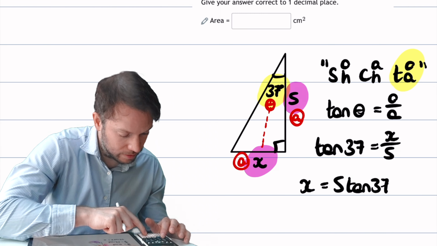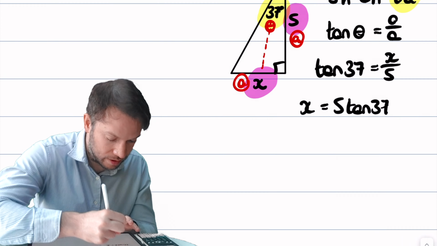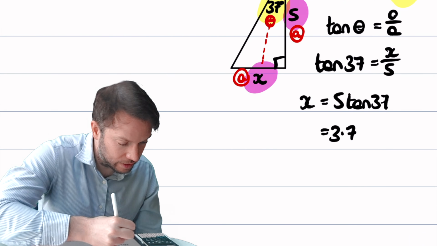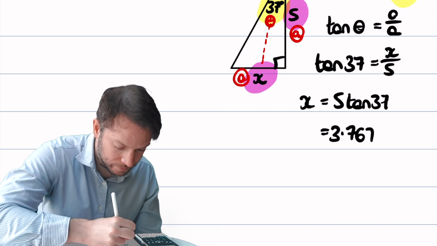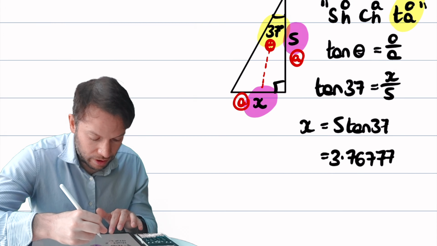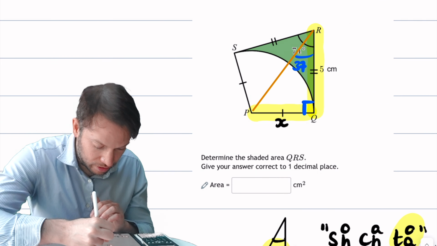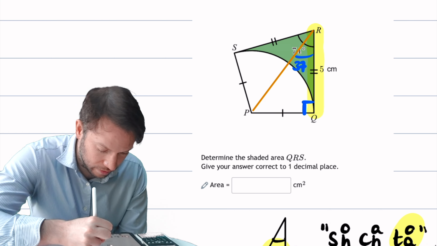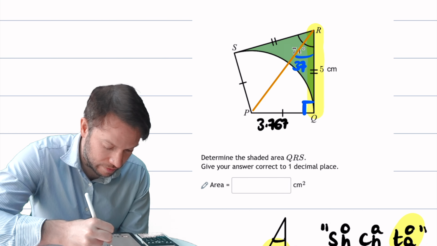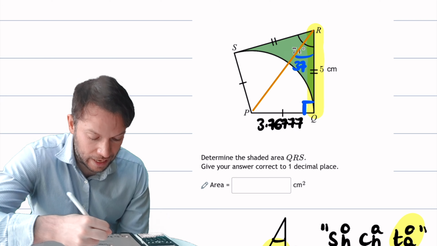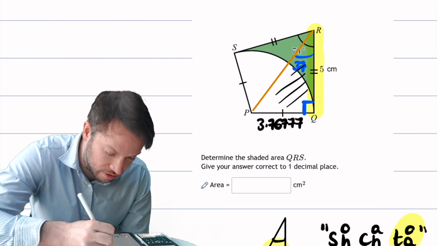So if we do that, we get 3.76777. Right, so we've got that. We now know, if I just cross out that x, that this is 3.76777. And now we can find the area of, say, this triangle here and just double it.